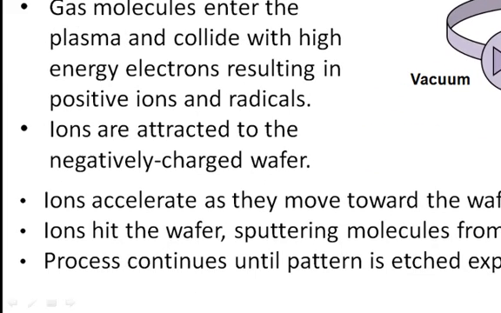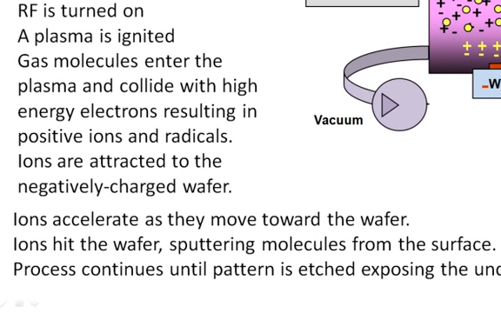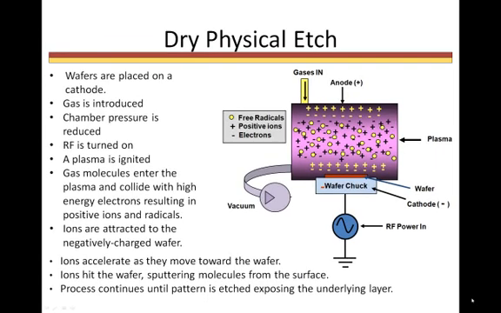These positive ions are attracted to the negatively charged cathode where the wafers sit. The ions accelerate as they move toward the cathode. When the ions hit the wafer, surface layer molecules are sputtered off the surface. This process continues until the pattern is etched through the surface layer, exposing the underlying layer.